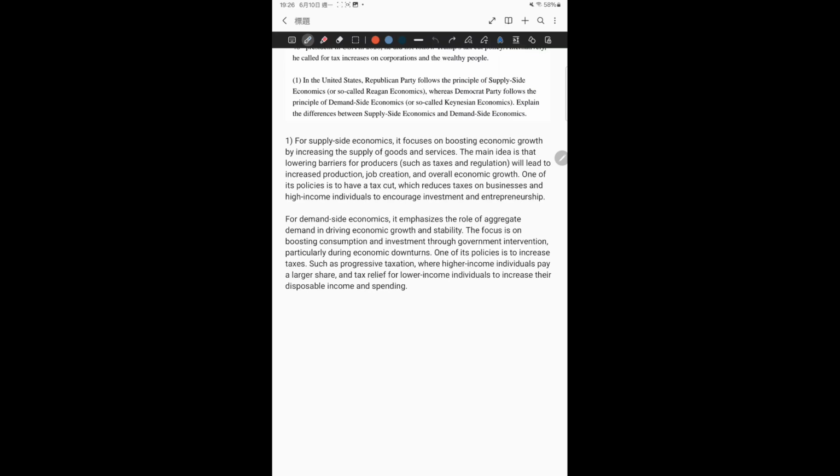And we can see, on the other hand, demand-side economics emphasizes the role of aggregate demand in driving economic growth and stability. The focus is on boosting consumption and investment through government intervention, particularly during economic downturns. And one of its policies is to increase taxes, such as progressive taxation, where higher income individuals pay a larger share, and tax relief for lower income individuals to increase their disposable income and spending.